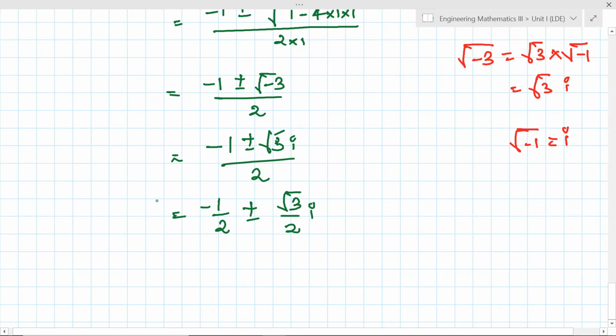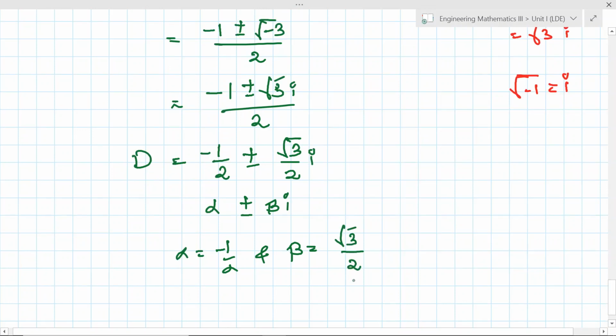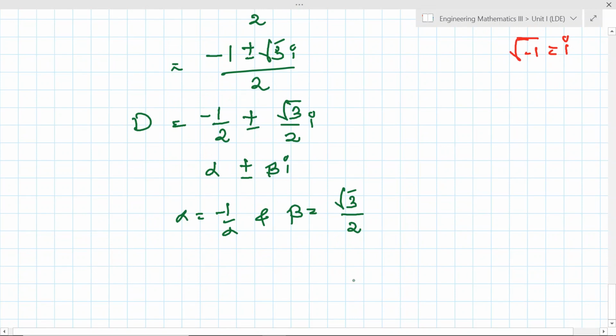Now this is alpha plus minus beta i. What is my alpha here? My alpha is equal to minus 1 by 2, and my beta is equal to root 3 by 2. Just don't consider the plus minus, don't take i.